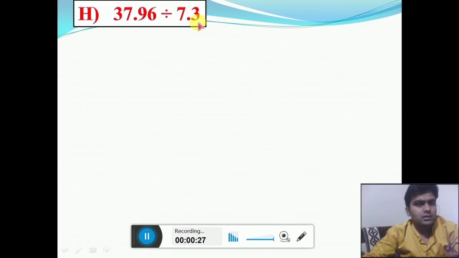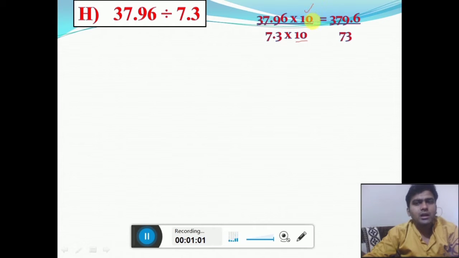Just see the decimal point after how many places. The decimal point is after one place. Look here, decimal point after one place. So what we will do, we will multiply this divisor 7.3 by 10. If we are multiplying the divisor by 10, we have to multiply the dividend also by 10. So that's why we multiply numerator and denominator both by 10.